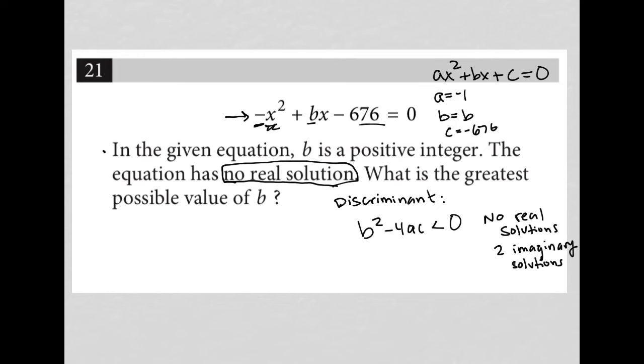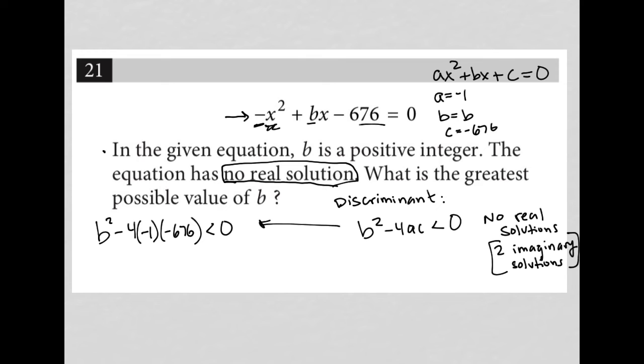So what is the greatest possible value of b? Well, that's why we have to choose, because we have 2 imaginary solutions. So let's see. Well, we don't know what b is. Let me just go over here for some more space. I don't know what b is, but I do know that a is -1 and c is negative 676. And I also know that all of this has to be less than 0.